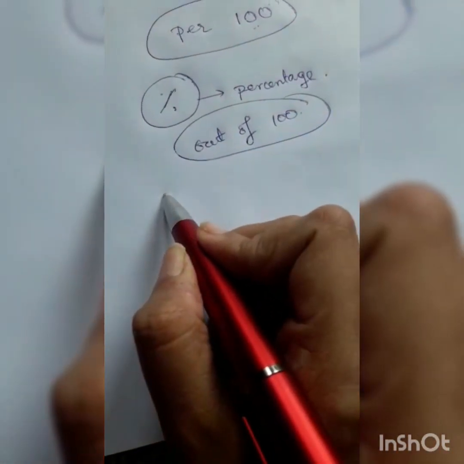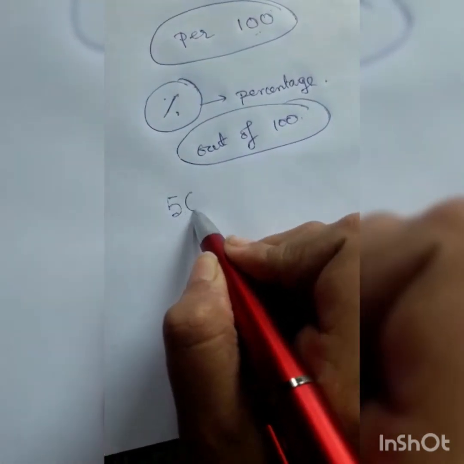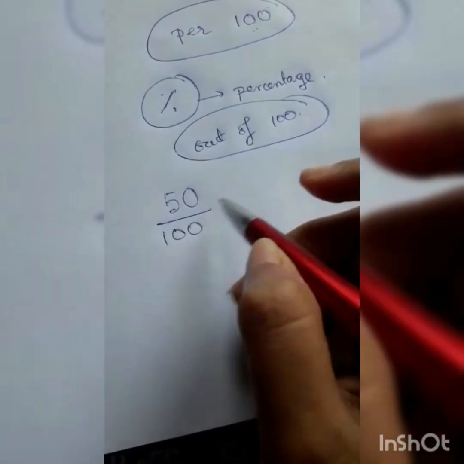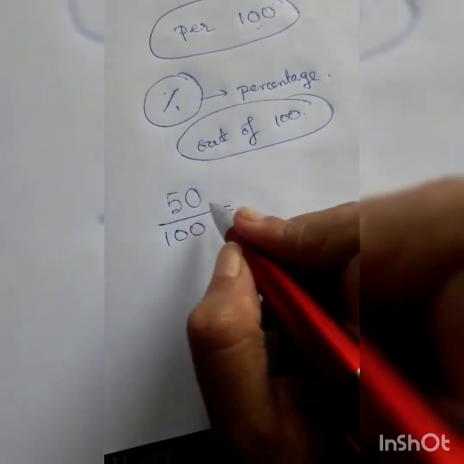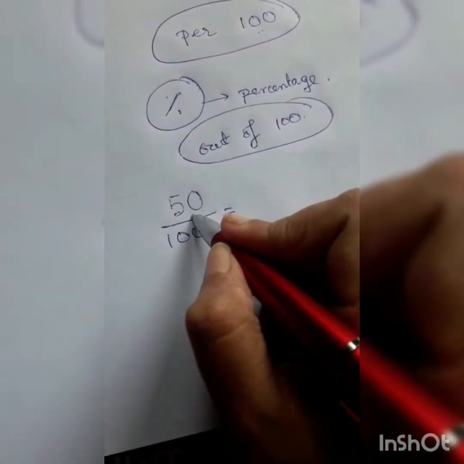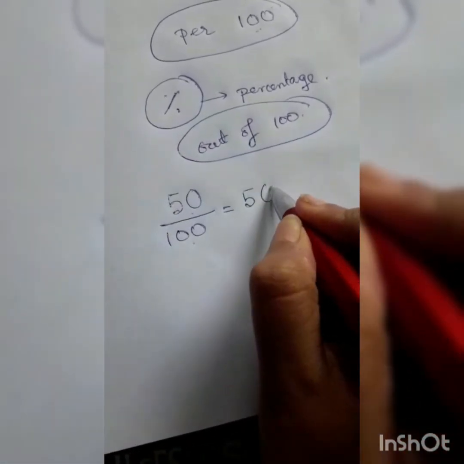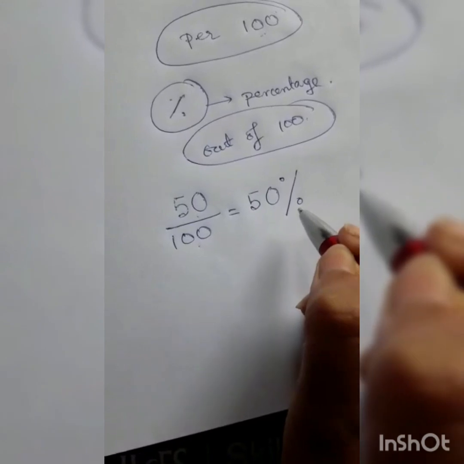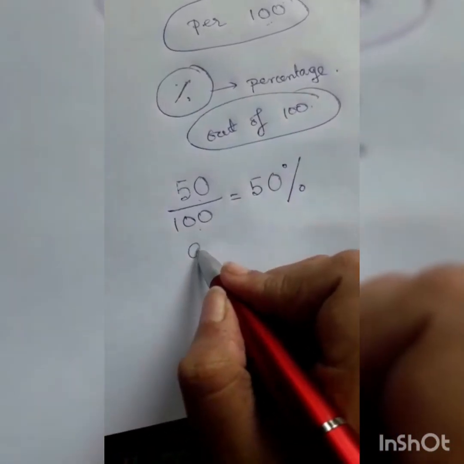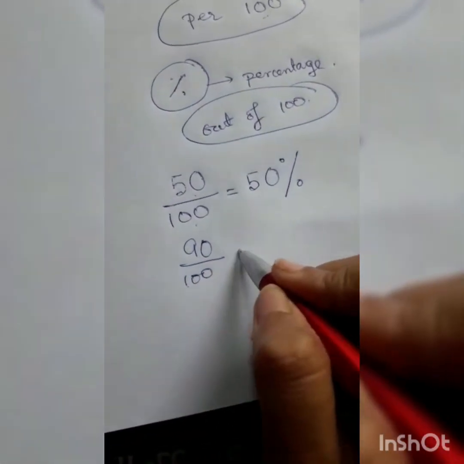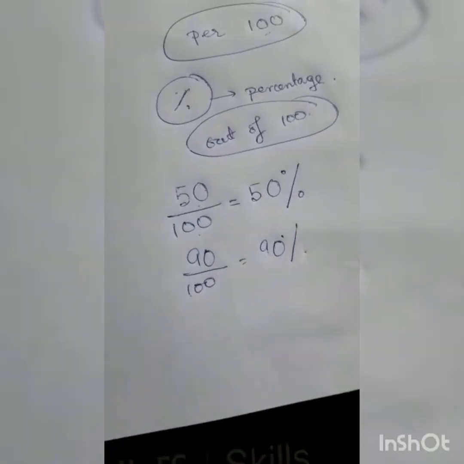So, we can say if a student scores 50 out of 100, then we can write it in this form, 50 by 100, and this is known as 50%. Similarly, 90 out of 100 will give you 90%. So now as you can see, percentage can be expressed in the form of a fraction.